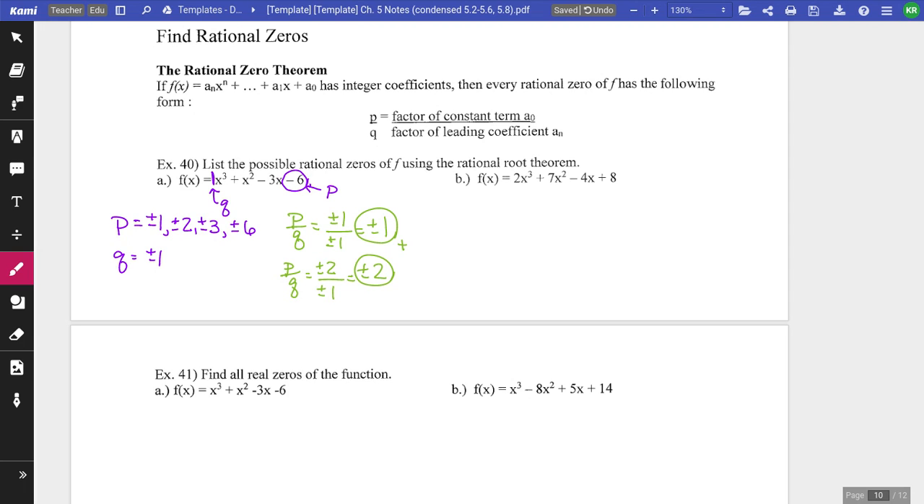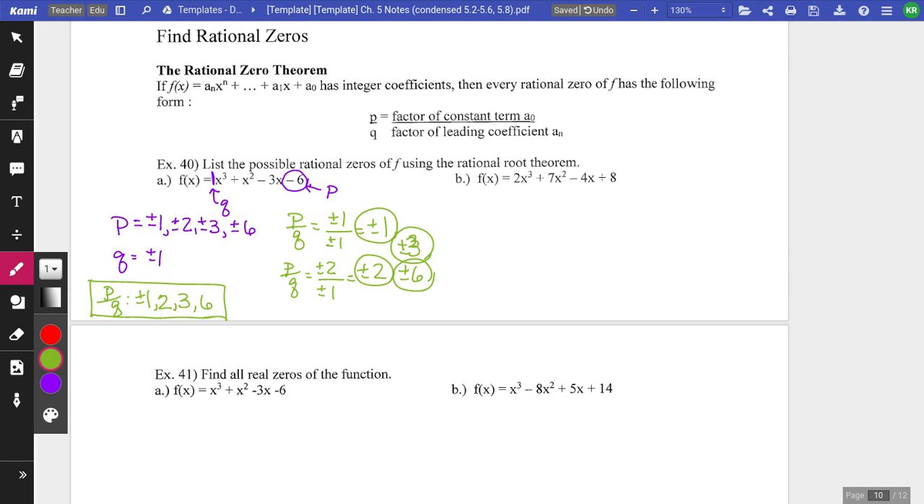So I end up with plus and minus 3 and plus and minus 6. Here's my list, all of my P's divided by my Q's: plus and minus 1, 2, 3, 6. When I go to solve this to find all the solutions, I'm choosing from these numbers, plus and minus 1, plus and minus 2, 3, 6, and I'm going to try to see which one works. I'll show you how to do that in a minute.